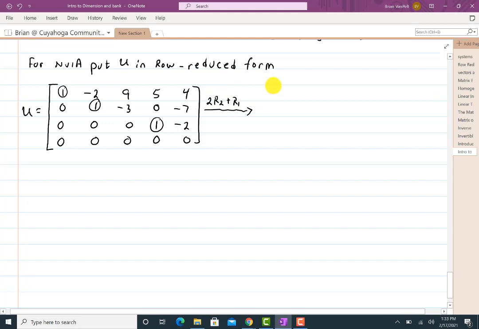2R2 plus R1. Now, one thing nice about working these is whatever was to the left of what I was working won't be affected. I know I'm going to get this. And now let's see what else we have going on here. 2 times -3 is -6 plus 9 gives us 3. The 0 doesn't do anything, so I still have a 5 up there. And then -14 plus 4 is -10. And then, of course, I didn't affect the second row. And the third row was unaffected also.